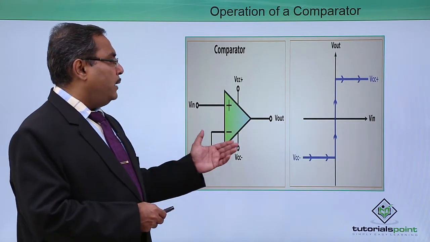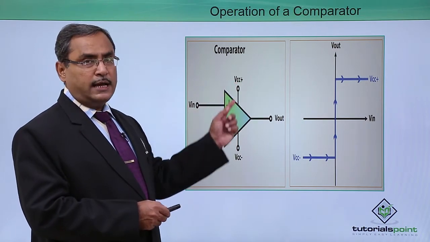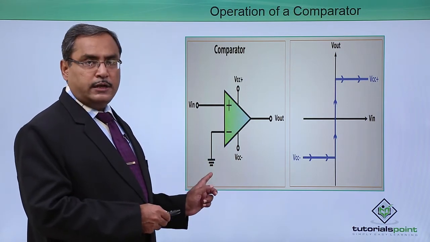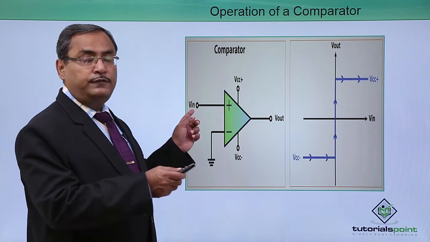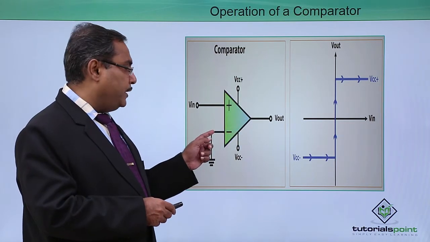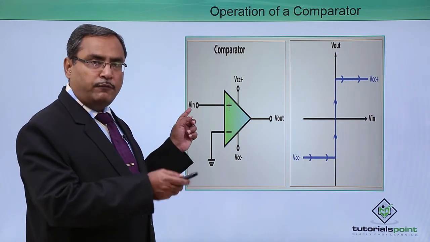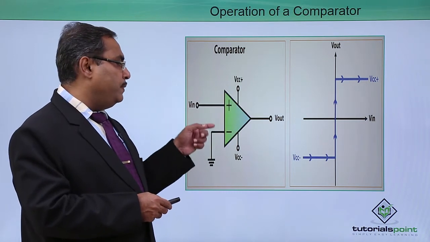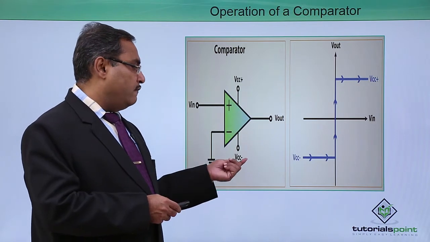So now this is a comparator. We have this one as Vin. This is the VCC plus and this is our VCC minus. And the inverting terminal has been connected to the ground. So when this Vin is above this ground voltage, as it is a comparator, it will be comparing with the other input voltage. So here it is the ground. When Vin is above this ground voltage, the output will be VCC plus. And when this Vin is below this ground voltage, that means when the Vin is negative, the output will be VCC minus.